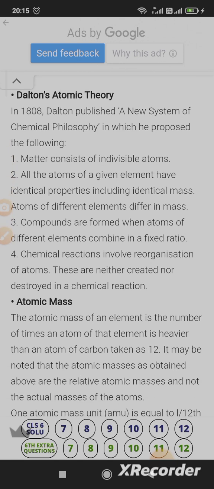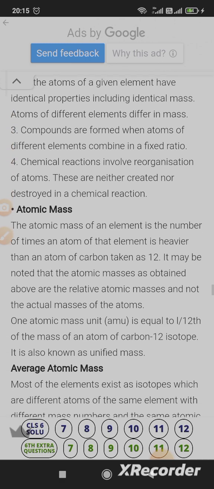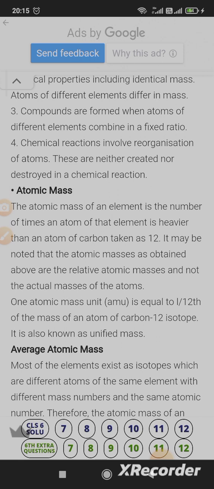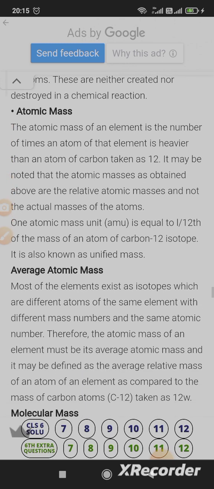Dalton's atomic theory. In 1808, Dalton published a new system of chemical philosophy in which he proposed that matter consists of indivisible atoms. All atoms of a given element have identical properties, including identical mass. Atoms of different elements differ in mass. Compounds are formed when atoms of different elements combine in a fixed ratio. Chemical reactions involve reorganization of atoms. These are neither created nor destroyed in a chemical reaction.